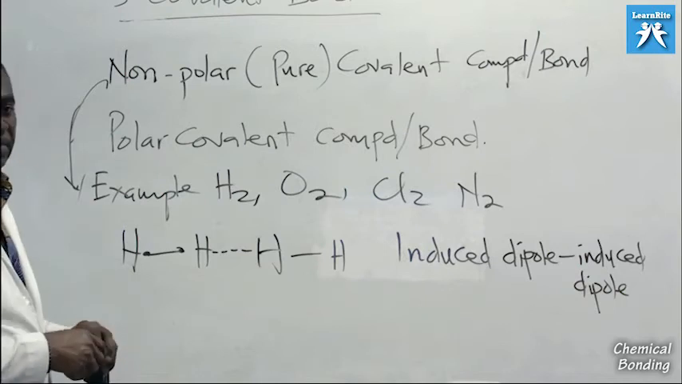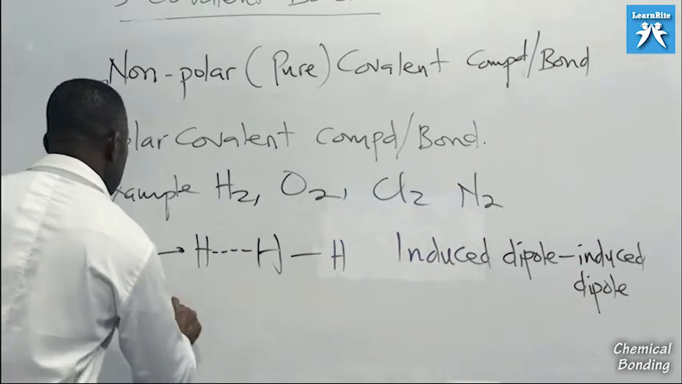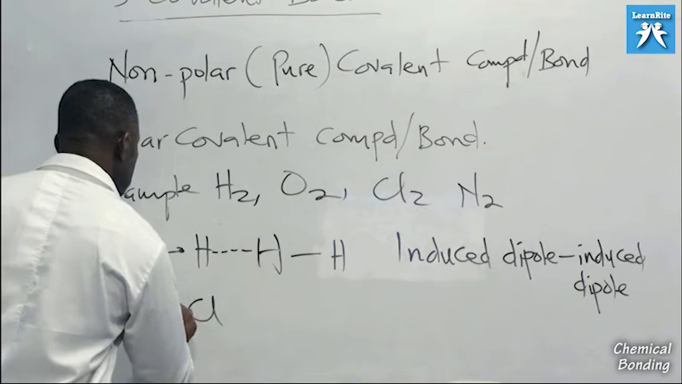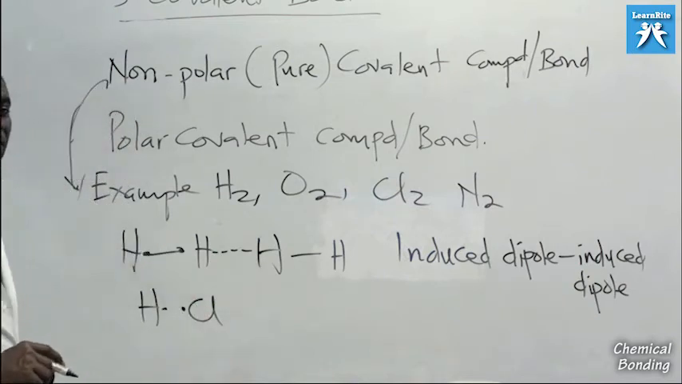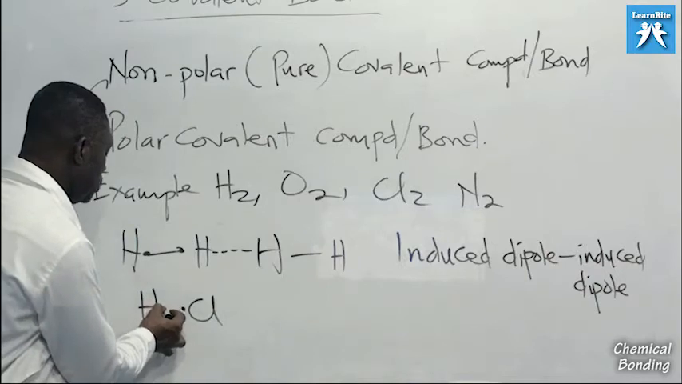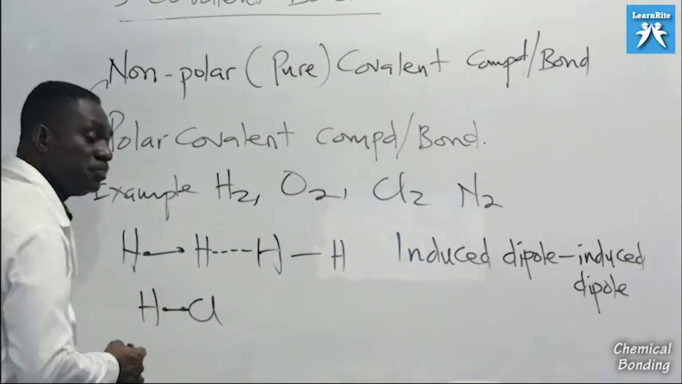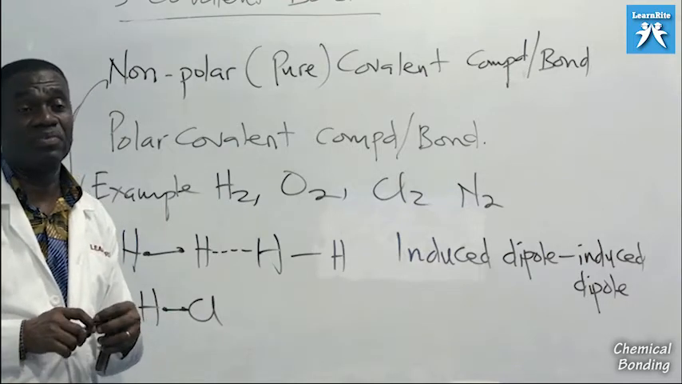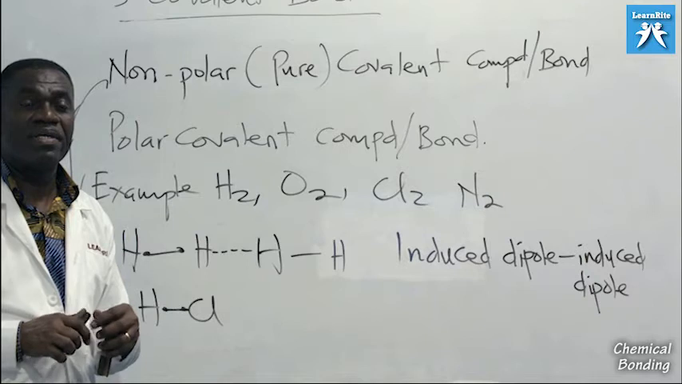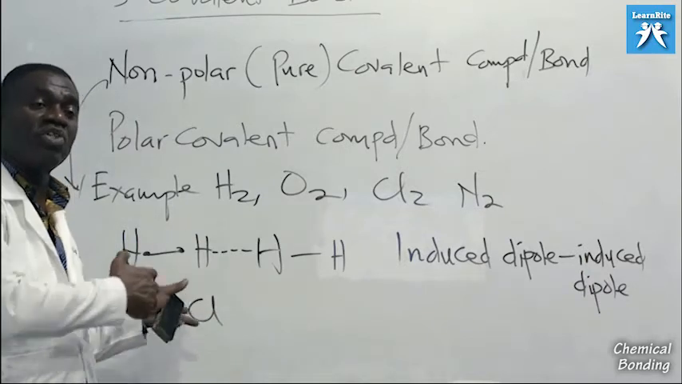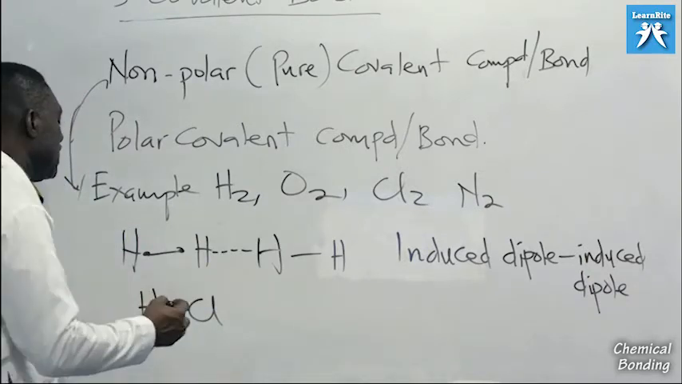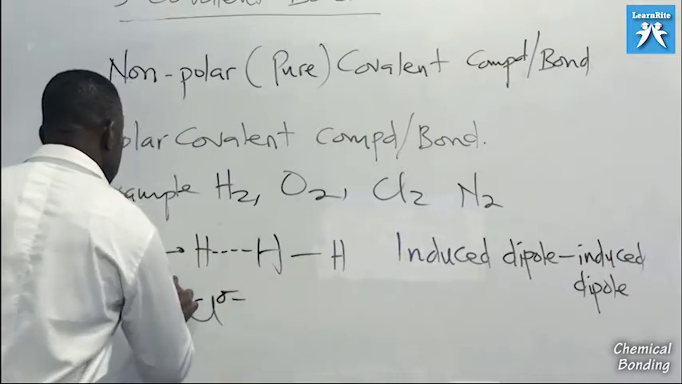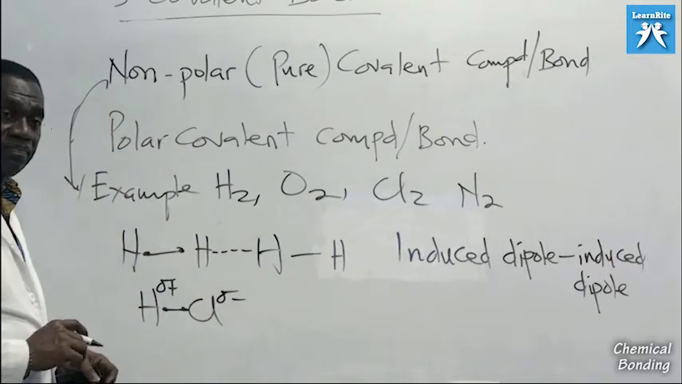Now for the polar ones, let's take a molecule like HCl. Definitely, hydrogen has a very low electronegativity compared to chlorine. And so when hydrogen donates one electron and chlorine donates one, and they share, there is no point in time that you go and find the electrons equally shared among the two. The chlorine, being more electronegative than hydrogen, will always pull the electrons more onto itself. And when it does that, it will have partial negative charge, and hydrogen partial positive charge, at all times.